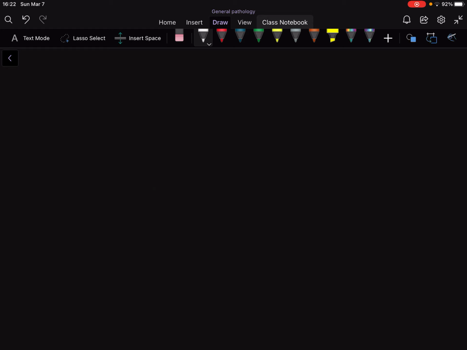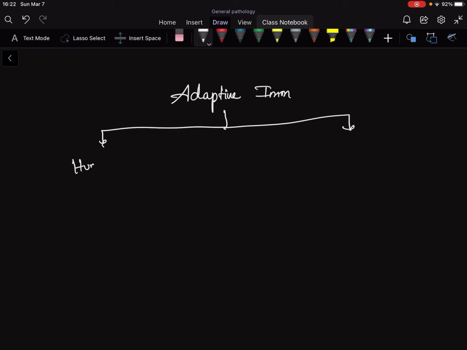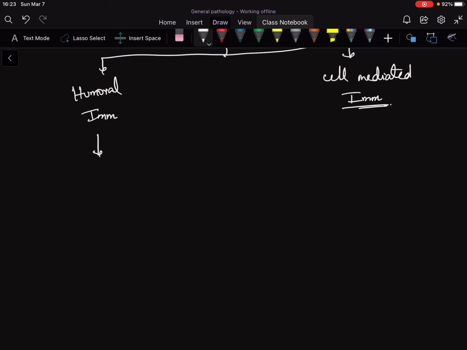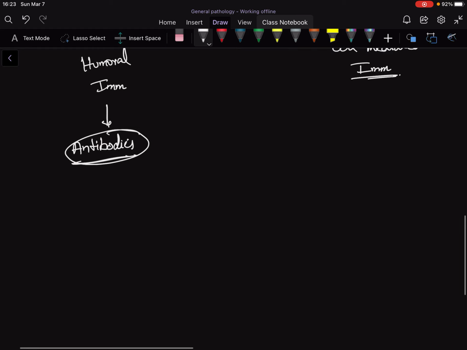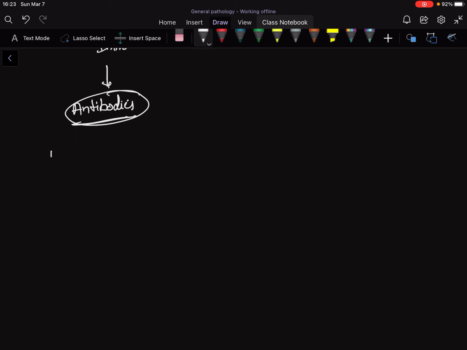So here is adaptive immunity. Adaptive immunity is divided into two types. One is humoral immunity and the second one is cell mediated immunity. Humoral immunity is nothing but the immunity where antibodies are produced. You see antibodies in this type of immunity. So how are antibodies produced? We'll take a look at it.